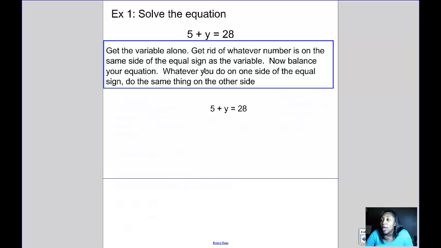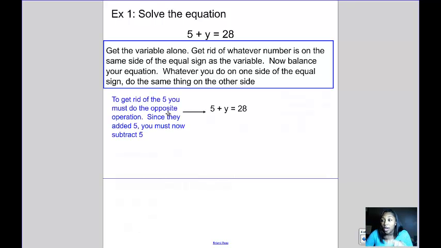So in the box, I've kind of given you basically the rules. You want to get the variable alone. That y wants to be by itself. So whatever number is on the same side of the equal sign as the variable, you need to get rid of that number. And then once you get rid of that number, you got to make sure your equation is balanced. That means if you got rid of the 5 on one side, you have to get rid of 5 on the other side too. So whatever you do on one side of the equal sign, you have to do the same thing on the other side.